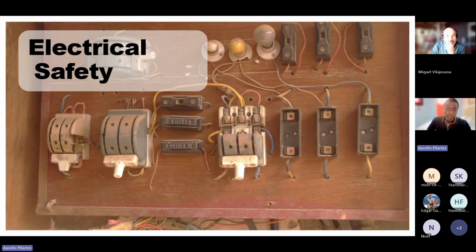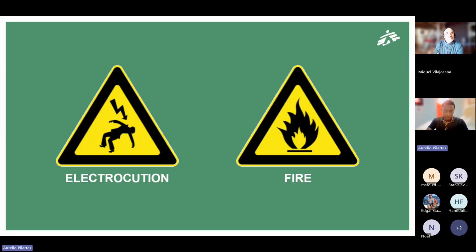So here we have this electrical safety topic. When we talk about electrical safety, we are mainly talking about protection of your installation and protection of people, especially people. So here are the risks that we can incur in our installations: risk of electrocution and risk of fire if they are not properly protected.